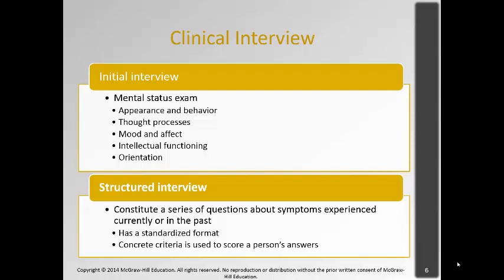Structured interviews, depending on the clinician, some of these can be structured in the sense that we have a guide, others can be not structured in the sense that we generally have basic questions as psychologists that we ask to get a sense of a person. Structured interviews constitute a series of questions about symptoms experienced currently or in the past. And so there's a specific interview guide. All the questions are asked in a similar manner. They're often open-ended, or they have specific responses that are required, and so concrete criteria are used to score a person's answer.